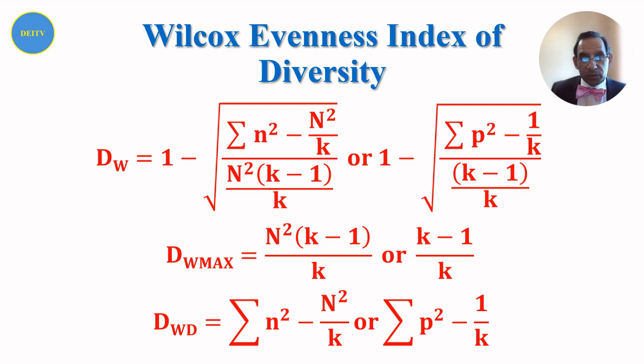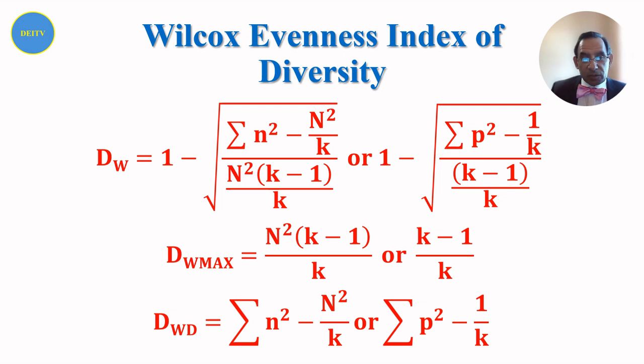Another way to represent the formula is when you use percentages, which is the easier way to calculate the diversity scores. So that's going to be 1 minus the square root of the sum of the percentages squared minus 1 over k, divided by k minus 1 over k. So the maximum score that can be obtained by the Wilcox index is the total number of individuals, big N, squared, times k minus 1 divided by k, or it can be k minus 1 over k if you use percentages.